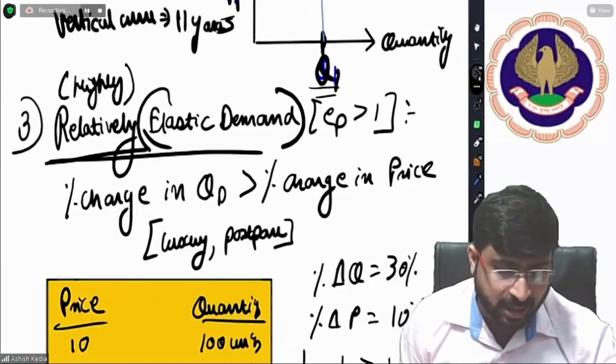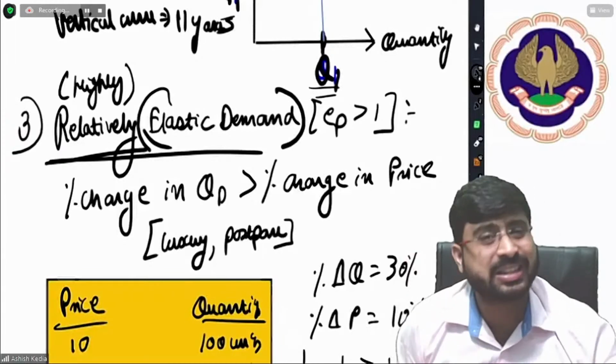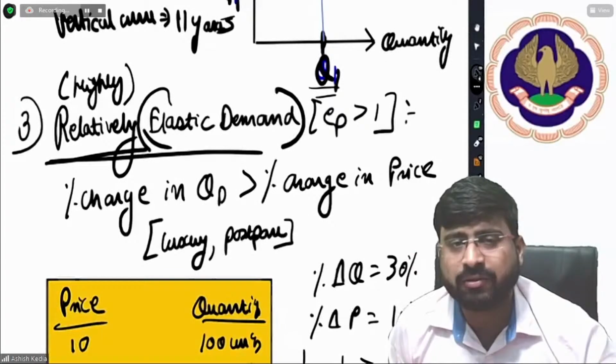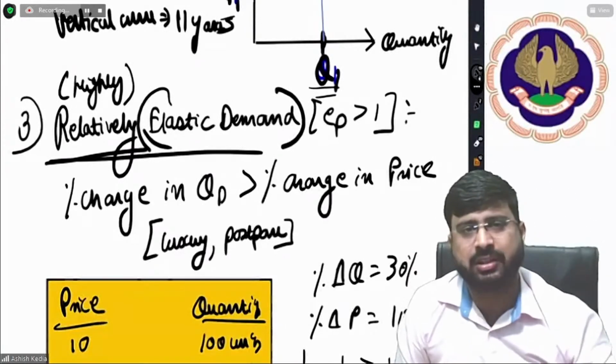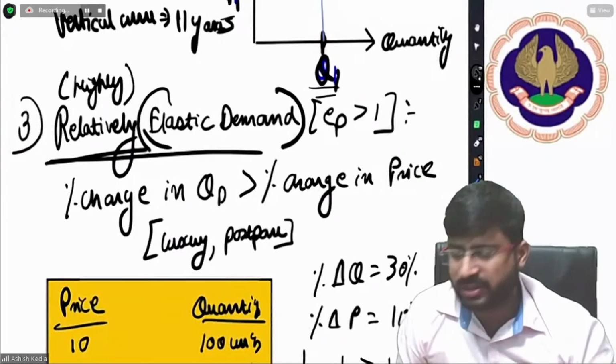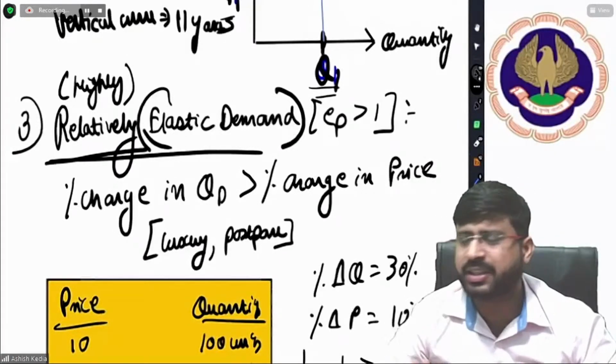So what did I say? That if the institute mentions elastic demand in an exam, it doesn't matter. Elastic demand is nothing but relatively elastic demand. Understood? Yes, sir. I have explained this so that there is no confusion.